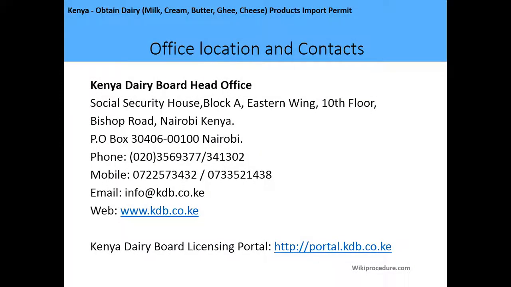The contact information of the Kenya Dairy Board head office. The head office is located at Social Security House, Bishop Road, Nairobi, Kenya, and you can visit them through their website www.kdb.co.ke. You can also visit their licensing portal through the link which is provided down here for other applications.